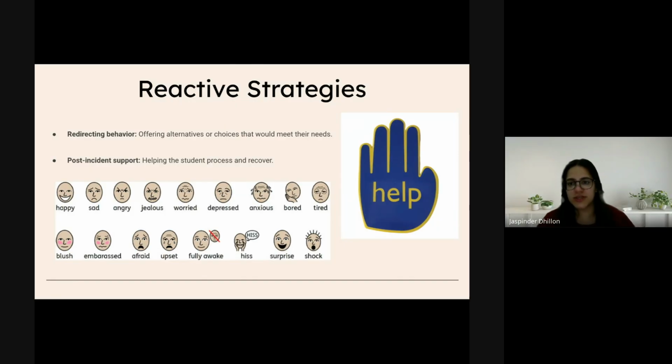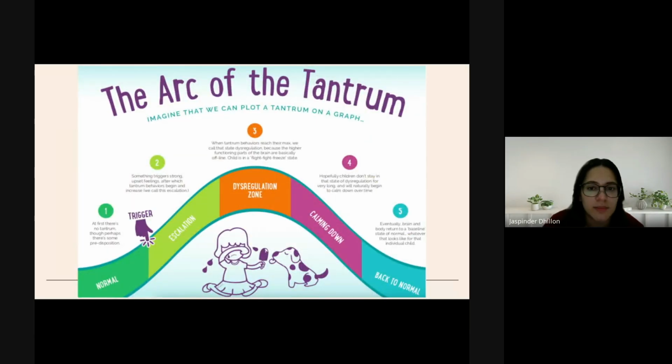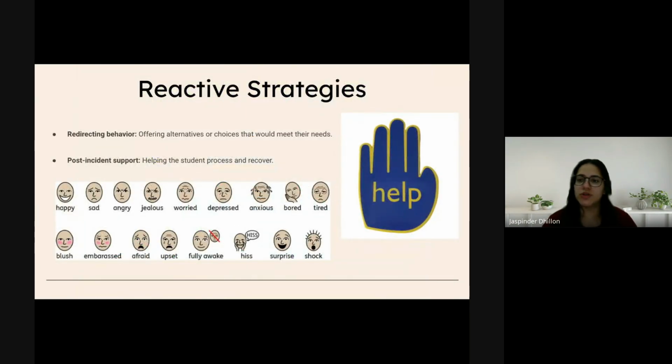So, for example, if a child is having a meltdown, you'd want to stay calm, use a neutral tone and give them space. And once they've started to reach, as you can see in this arc, they begin to calm down and return back to normal, you would want to help them process what happened and reinforce positive alternatives.